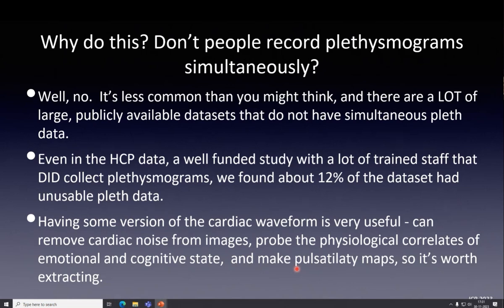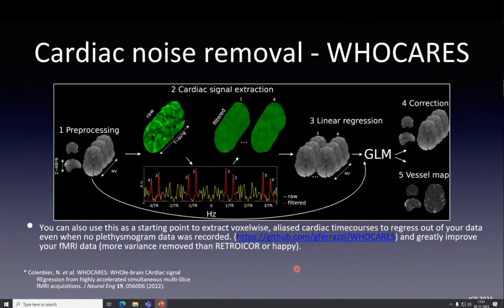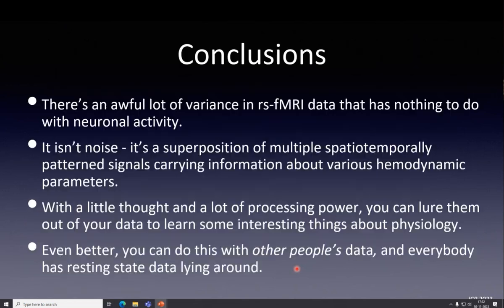And it's nice to have some version of the cardiac waveform because then you can do beat-to-beat heart rate detail and calculate HRV and all of that, calculate emotional response and all of that. I tried to do noise removal using these signals. I never got a very good result, but Giulio Ferrazzi and Daniela Maranazzo came up with something called Who Cares, which starts from happy and then builds these alias time courses. And it does a very effective job at removing noise from fMRI data. So again, this lets you intelligently get to the part of the signal that you actually care about.